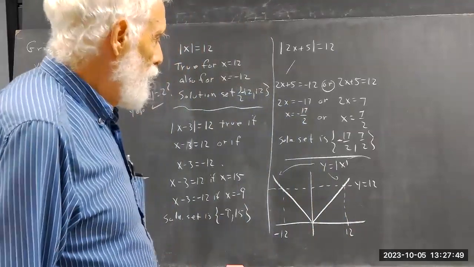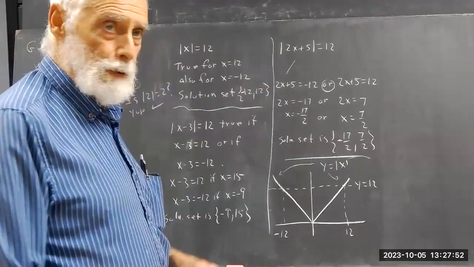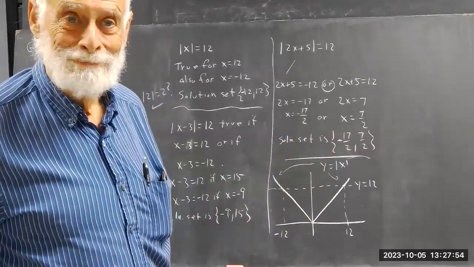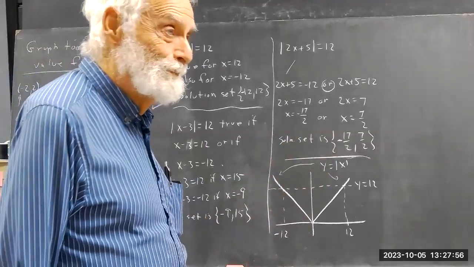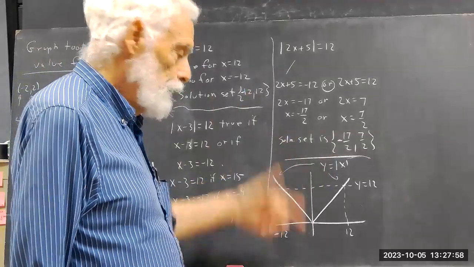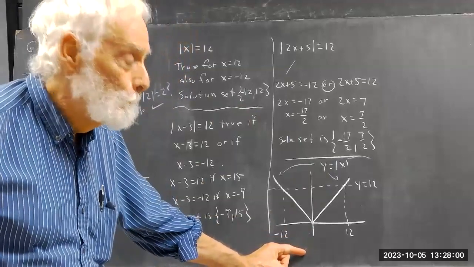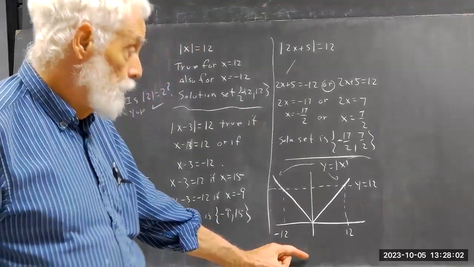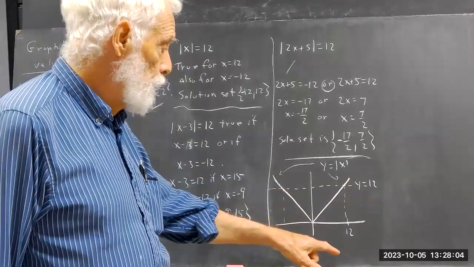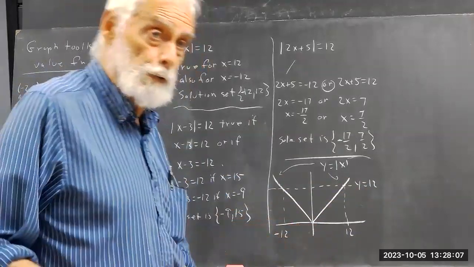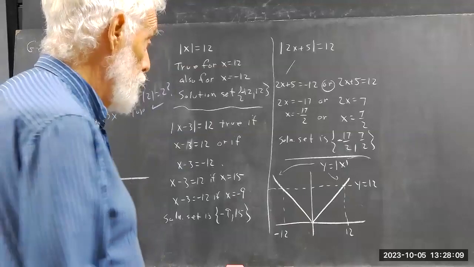There's the picture. It still isn't symmetric, but you can pretend it is. Okay. You can draw a better one. Chimpanzee can draw a better one. Okay. So this shows you that y equals 12 if x equals negative 12 or 12.